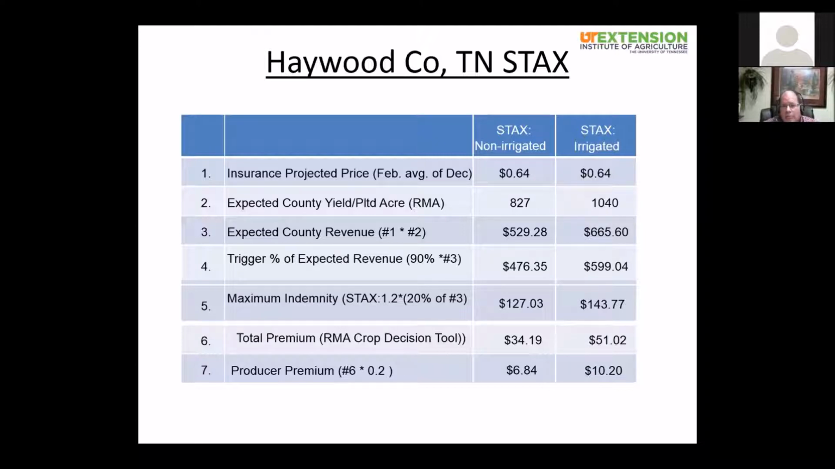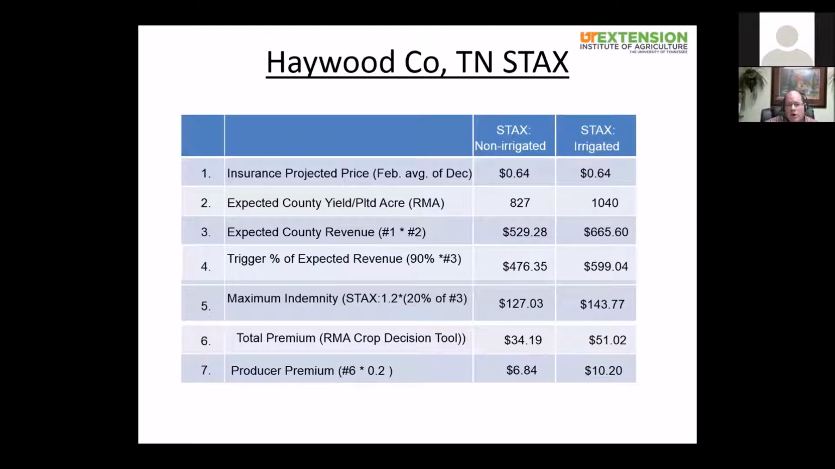So I would encourage you to talk to your crop insurance agent to get quotes from them as far as what the premiums are and what the coverage is. But I think I pulled off, as close as I could, some accurate information. The insurance projected price, and I did break these into 2 different columns. One column is for non-irrigated cotton in Haywood County. The other column is for irrigated cotton in Haywood County.